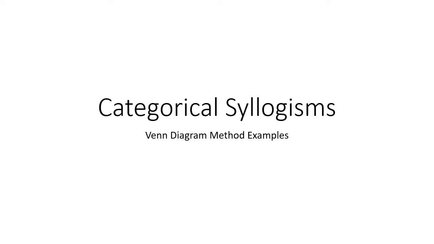So this is more or less what you can expect to be doing on the exam, where you get the argument. You have to identify the terms, rewrite the argument in its general form, and then use a Venn diagram to determine whether or not that form is valid.